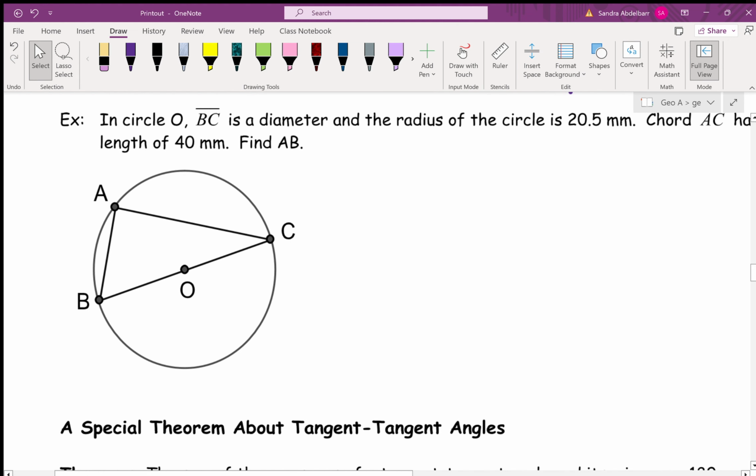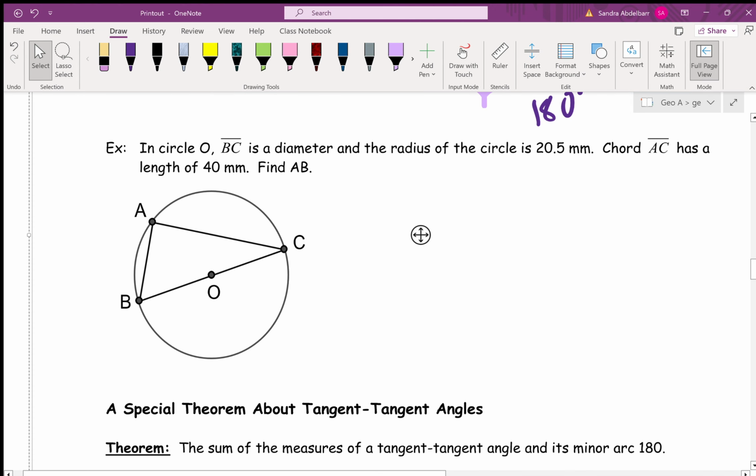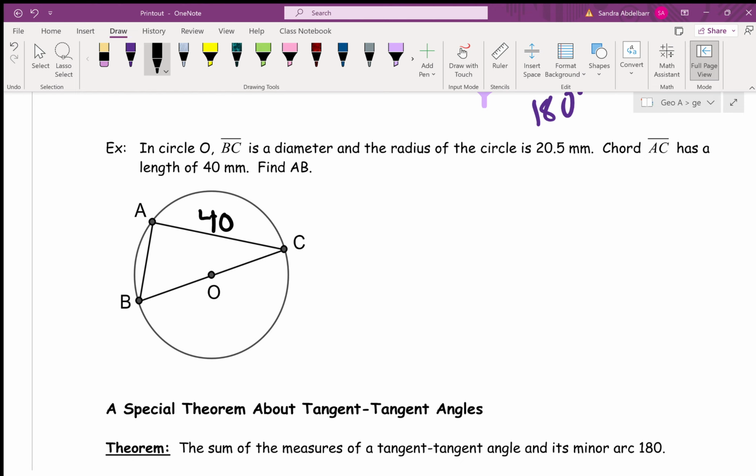All right, let's look at this example. So in circle O, BC is the diameter, and the radius of the circle is 20.5 millimeters. Chord AC has a length of 40 millimeters. Find AB. All right, so we know AC is 40. Then it says the radius is 20.5. Where do you think I'm going to label that 20.5? At the center point of the circle. From O to B. O to B is a radius, that's 20.5.